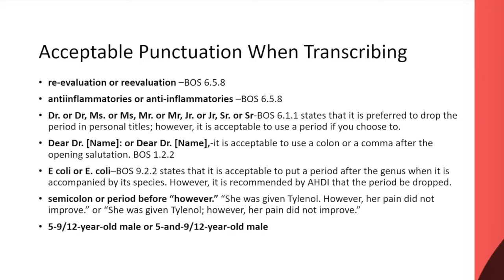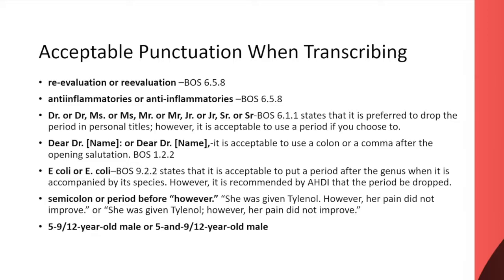E. coli, or E with the period coli: BOSS 9.2.2 states that it is acceptable to put a period after the genus when it is accompanied by its species. However, it is recommended by AHDI that the period be dropped, but we will accept it if you put a period after E, which is the genus, and coli, that's the species name. So however way you want to do it, that's fine.